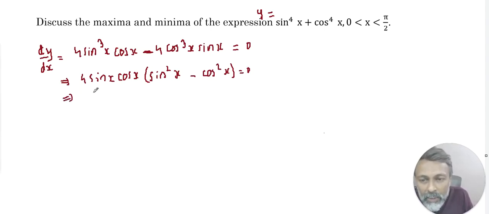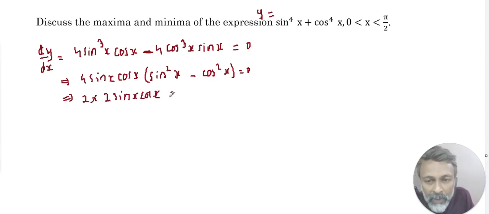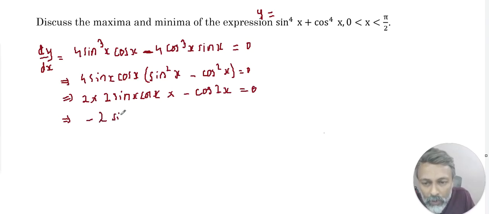Clearly, this can be written as 2 into 2 sin x cos x. You know why? So that this will become sin 2x for us later, into the trigonometric formula of cos square x minus sin square x is cos 2x. Hence we have written minus cos 2x as it's in the reverse order. This gives you minus 2 into sin 2x into cos 2x is equal to 0.